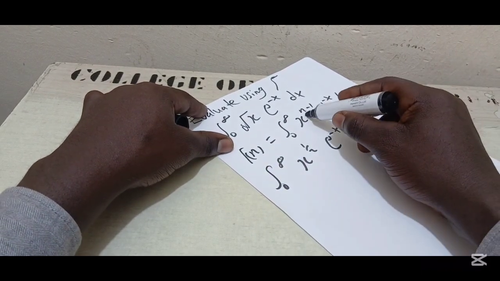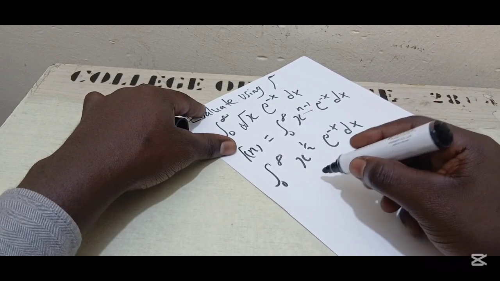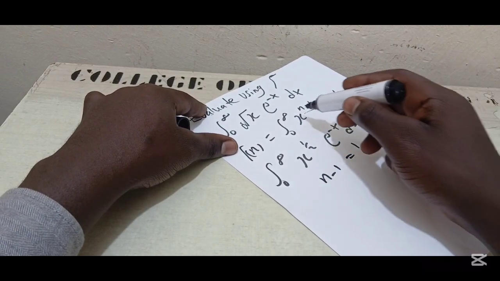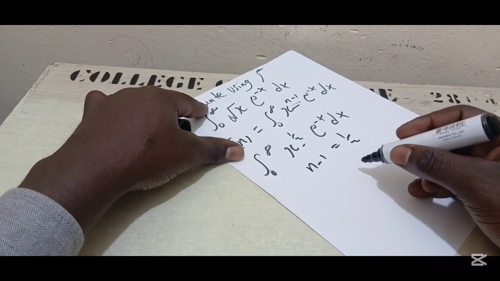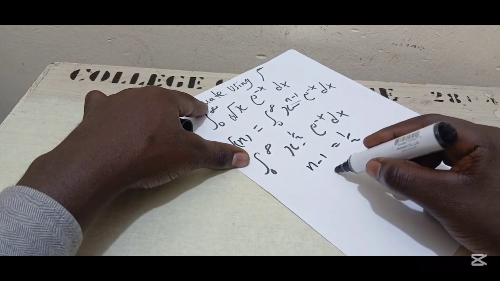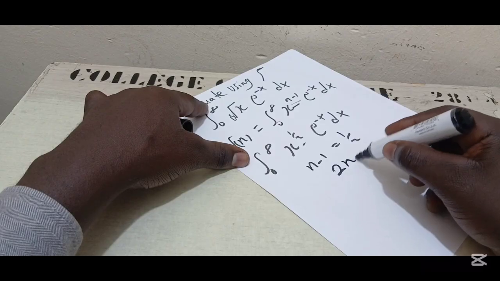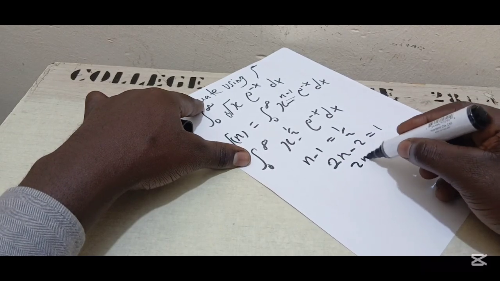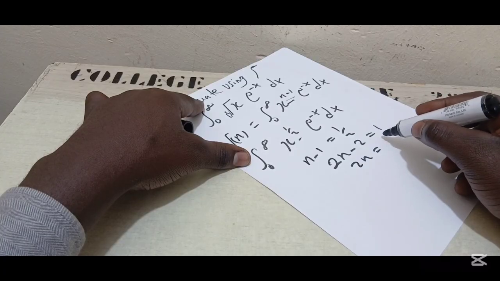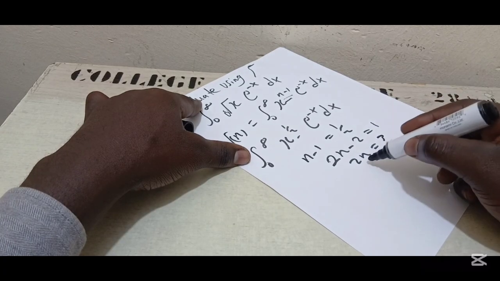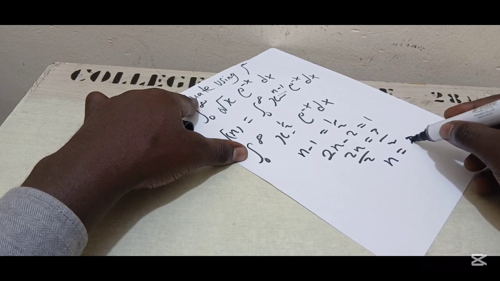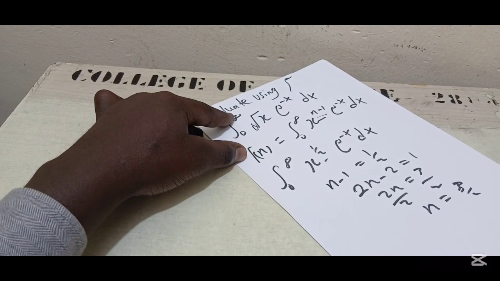So let's say n minus 1 equals half. We are just comparing the powers of x. So simplifying this fraction, multiplying by 2, gives us 2n equals minus 2 crossing becomes positive, plus 1, 3. So dividing by 2, n equals 3 on 2.